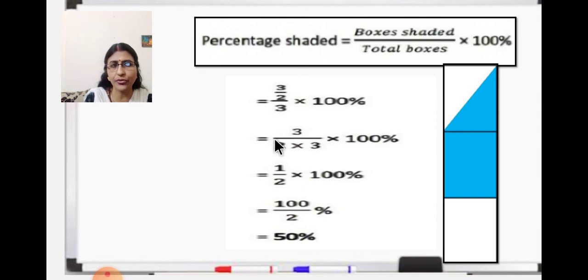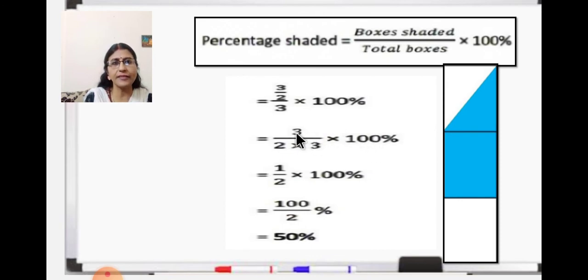First you will write 3 upon 2 and convert this division into multiplication. When you are converting into multiplication, you have to write this in reciprocal form. So 3 is 3 upon 1, and when you write the reciprocal, it will become 1 upon 3. So 3 into 1 is 3, and here 3 will come. You can add one more step also. Here directly it's written 3 upon 2 into 3; that 1 is not written. 3 multiplied by 1 is 3 only, into 100%.